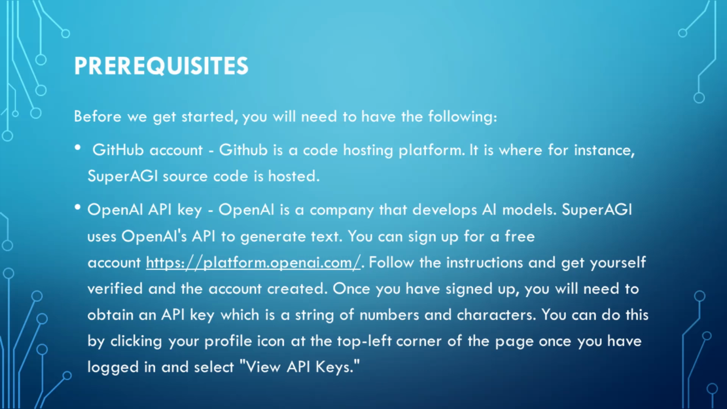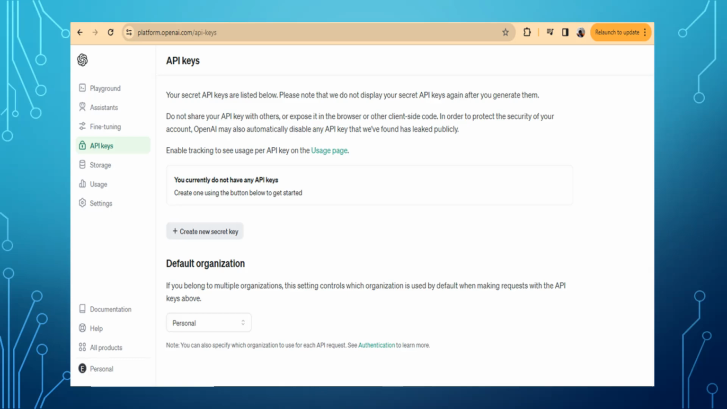Once you have signed up, you will need to obtain an API key, which is a string of numbers and characters. You can do this by clicking your profile icon at the top left corner of the page once you have logged in and selecting View API Keys. Here's a screenshot of the OpenAI API Keys page. Click Create New Secret Key to generate a new API key. Make sure you keep this API key safe, as anyone who has the API key can use your account.